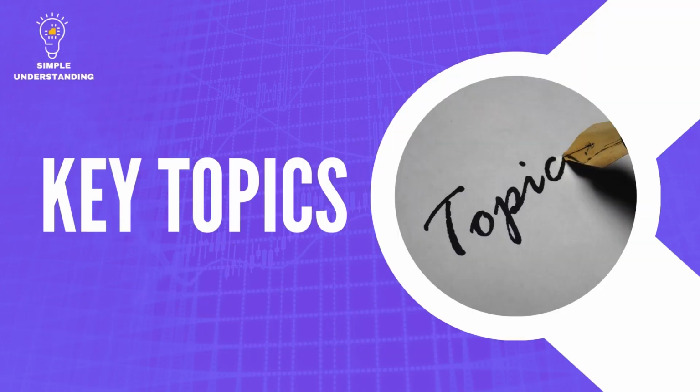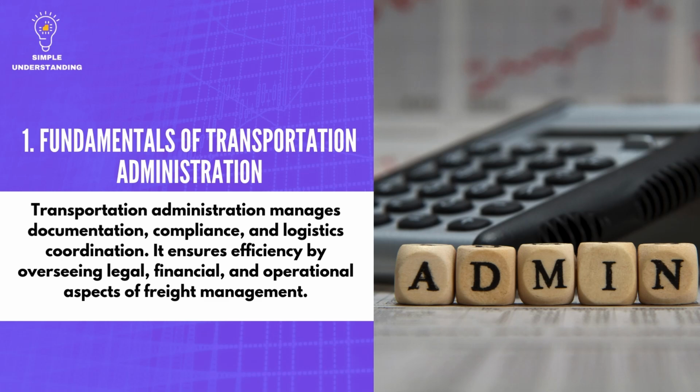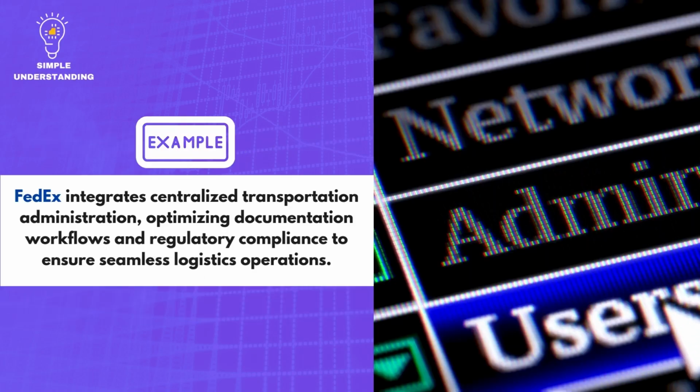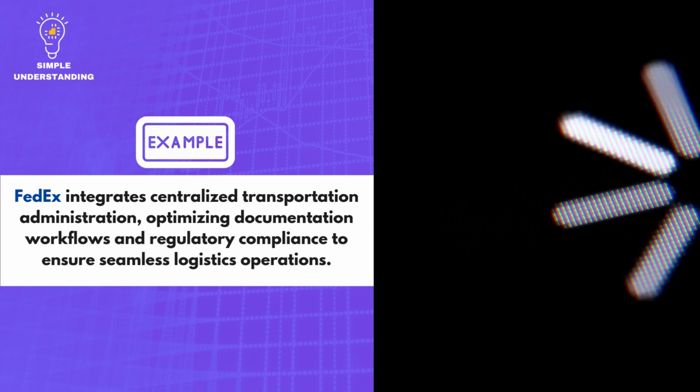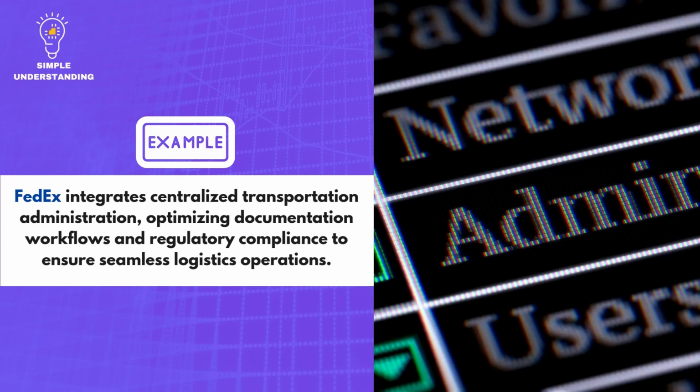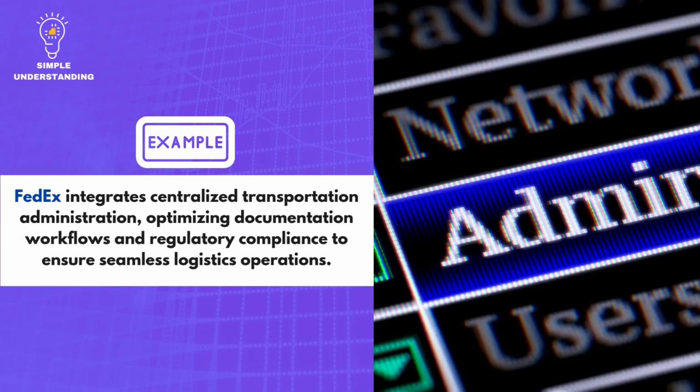Key topics. 1. Fundamentals of Transportation Administration. Explanation. Transportation Administration manages documentation, compliance, and logistics coordination. It ensures efficiency by overseeing legal, financial, and operational aspects of freight management. Real company example. FedEx integrates centralized transportation administration, optimizing documentation workflows and regulatory compliance to ensure seamless logistics operations.